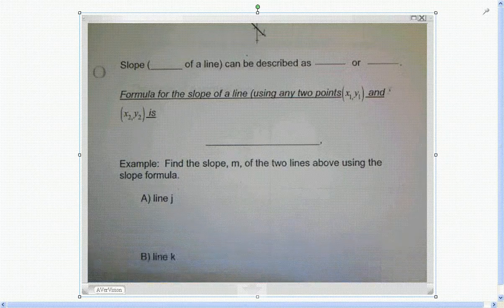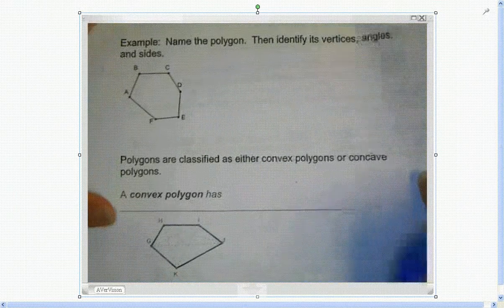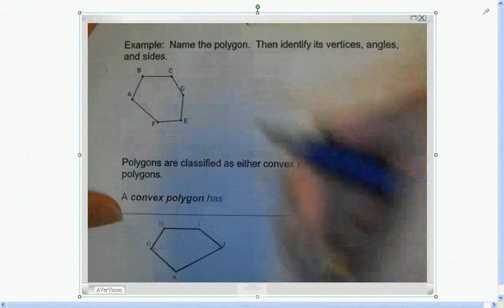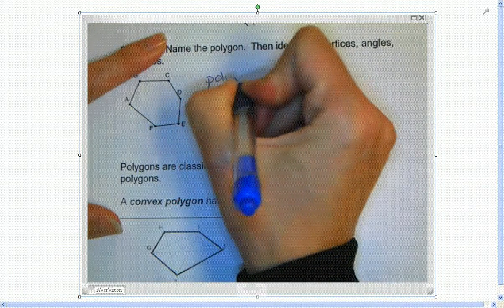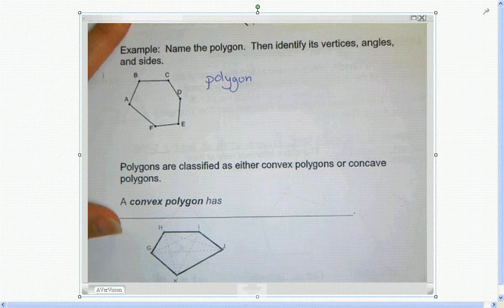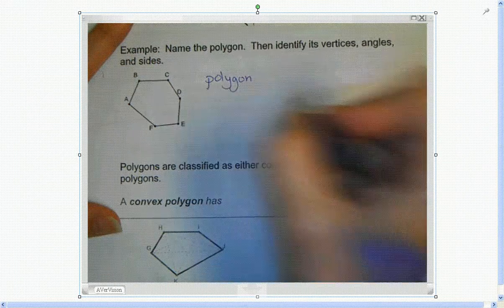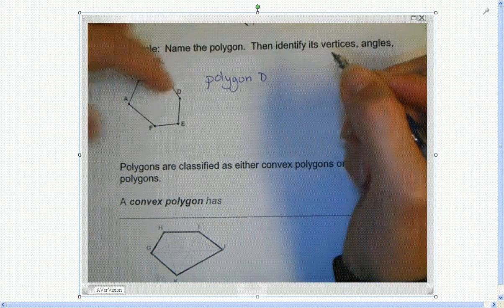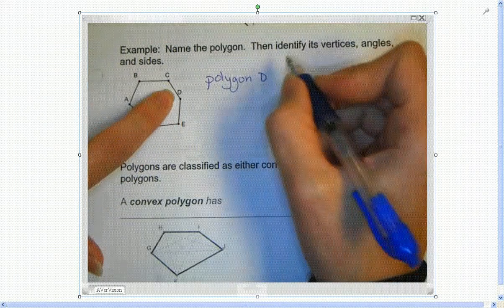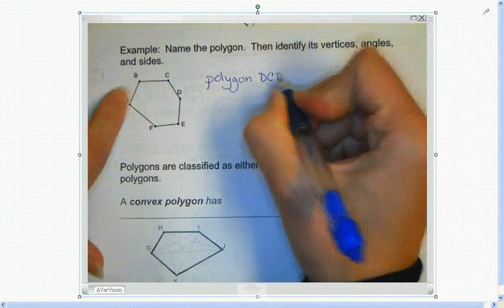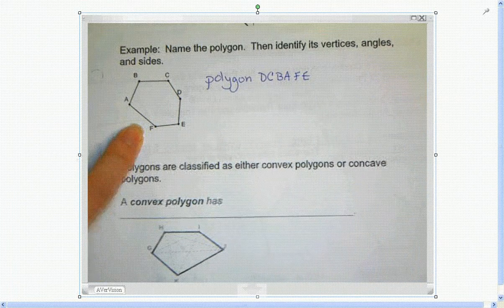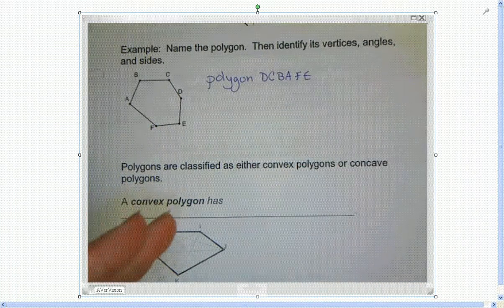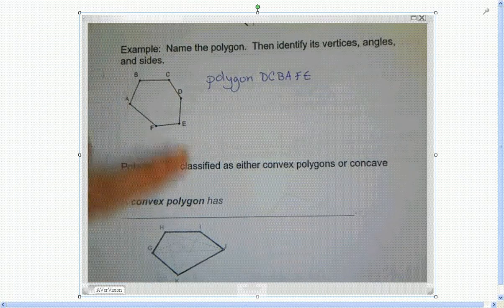So now let's finish up right here with identifying this next polygon. We'll just do an example. Now again, I don't know the name of it specifically. I do, but we're going to act like you haven't learned it yet. A polygon, and you just pick a point, and I'm going to go D here, and I'm going to go counterclockwise this time. So I'm going to go D to C to B to A to F to E. Now remember, it doesn't matter which vertex you start with, as long as you go clockwise or counterclockwise.